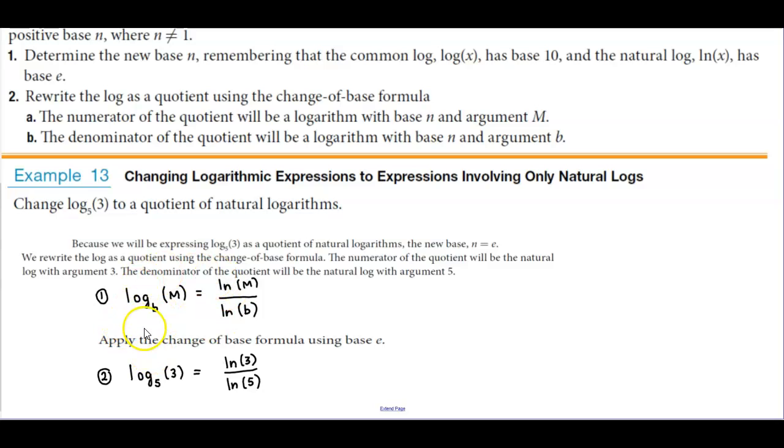So here we have our formula. It's going to be the log of base b of m, which is equal to the natural log of m divided by the natural log of b. So let's apply the change of base formula using base e. We have the log of base 5 of 3, which would then equal the natural log of 3 divided by the natural log of 5.